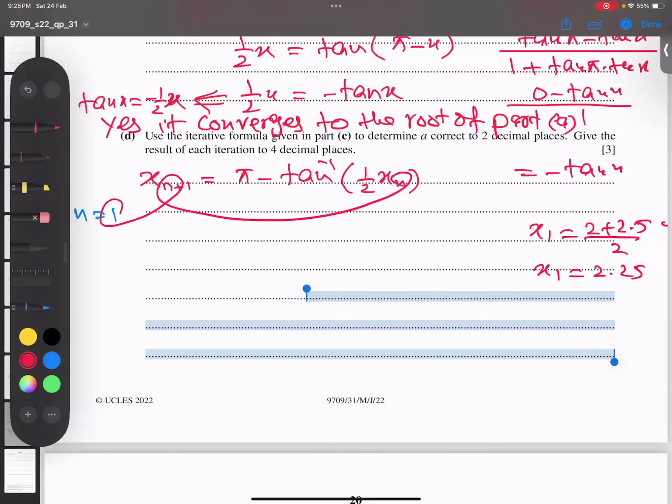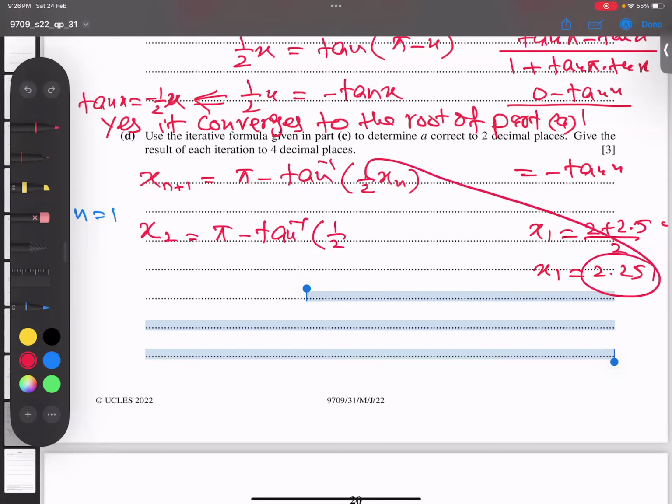So 1 here and 1 here. When I replace here, I get the inverse of 2 pi minus 10, and a half x1, because this one goes here. So I'm putting 2.25 here. I get the x2 value. Again, I repeat, please take your calculator in radian mode, don't take it in degree mode. Half times 2.25, my first answer is coming 2.2974. Then now I plug in n equal to 2.